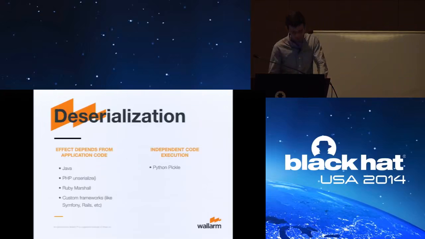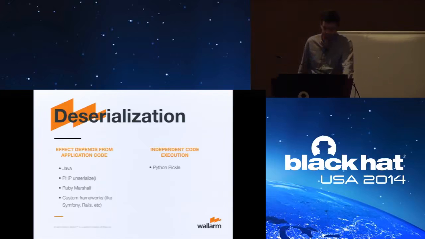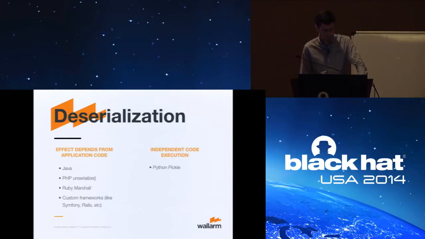There are two types of deserialization exploits. The first type is where the effect depends on the application code. It is the Java case and PHP case, Ruby case, and custom frameworks like Symfony, Rails, and others. But Python is really nice because Python provides us independent code execution in the pickle deserialization process. A few years ago at Black Hat, somebody described pickle formats in depth.